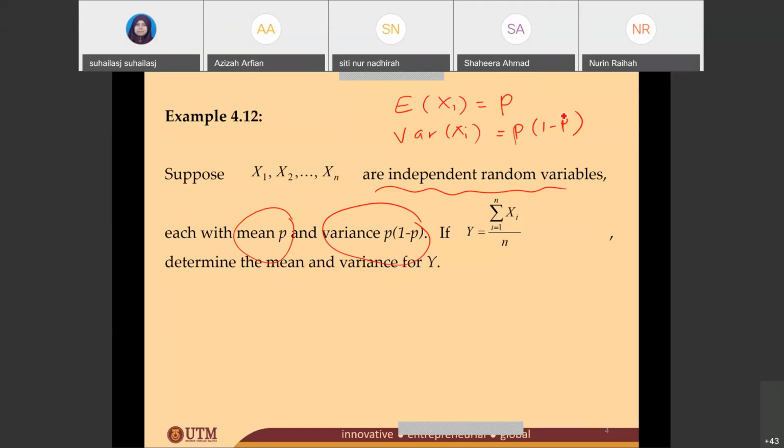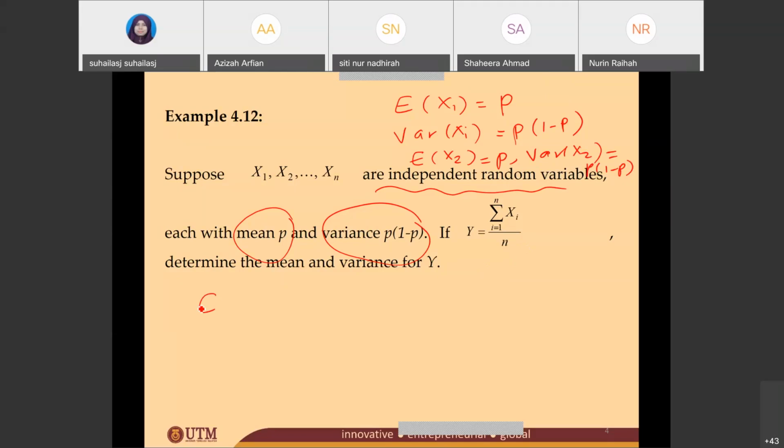Okay, kalau kita dapatkan expected value of X2 is also P. Variance of X2 pun is also the same thing, P(1 minus P). Okay, sebab dia adalah independent random variable, meaning variance dia P(1 minus P). So let's say we define Y is equal to summation Xi over N.